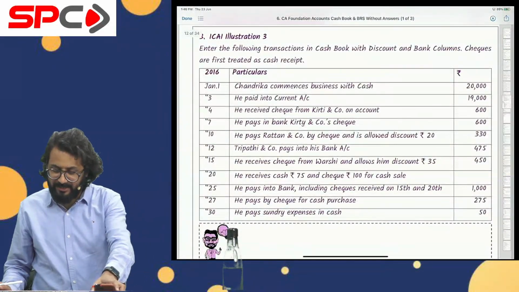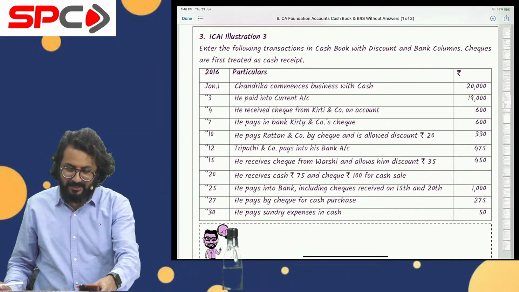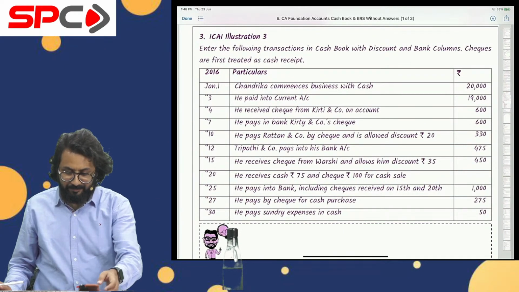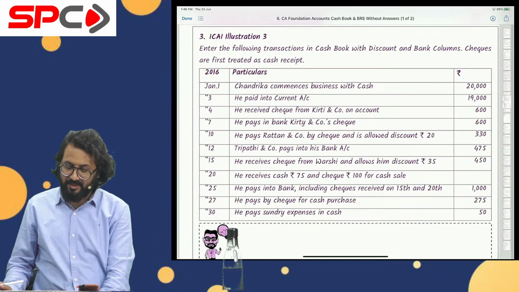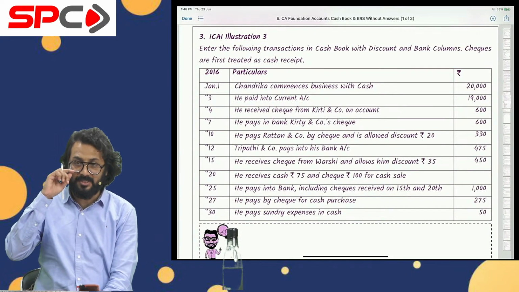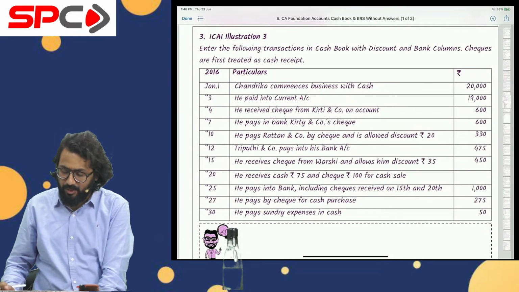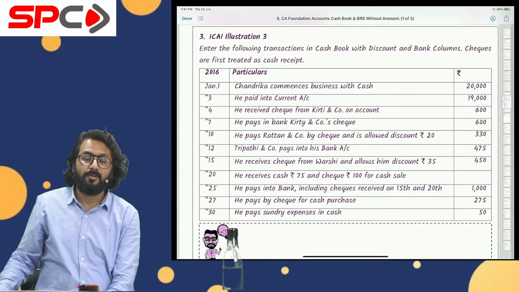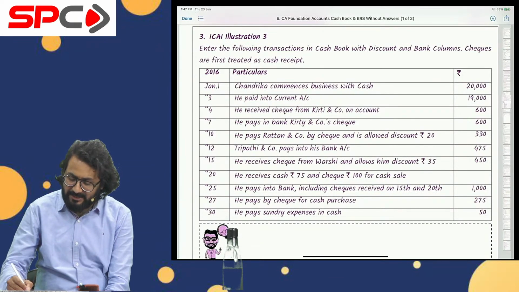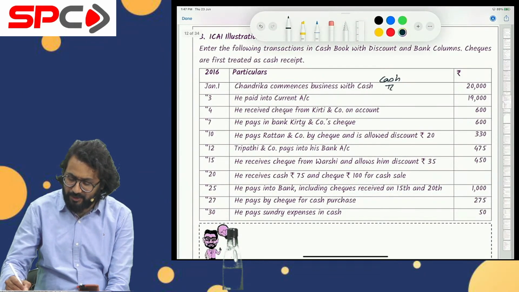Enter the following transaction in the cash book with cash, with discount and bank column. Checks are first treated as cash receipt. Now Chandrika commences business with cash. I want you all to make the entry for me. I am not getting the entry. Cash to Chandrika's capital. Yes or no? Cash to Chandrika's capital.